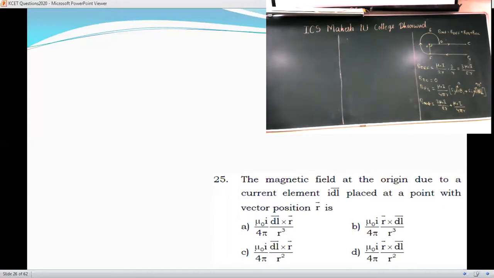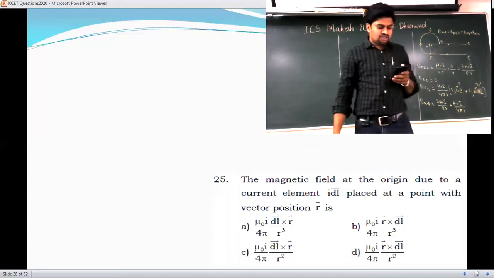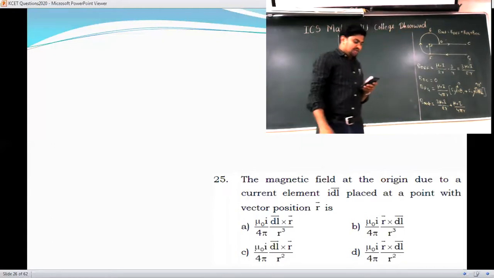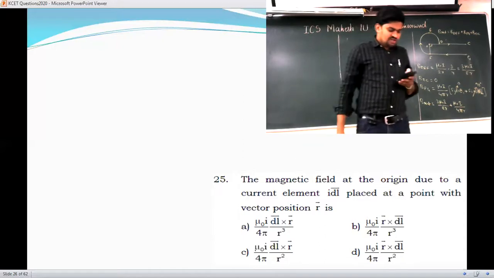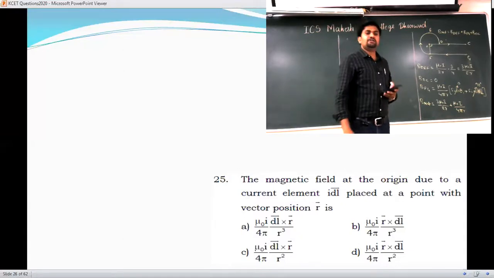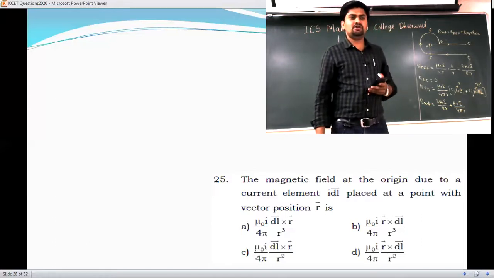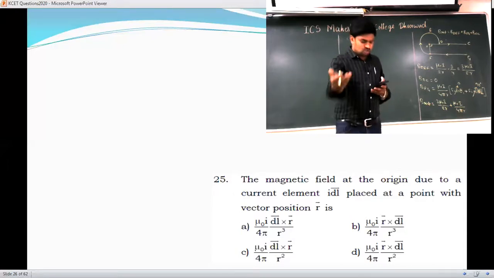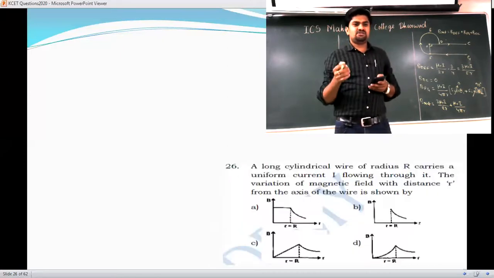What is the next question? The magnetic field at the origin due to a current element I dl placed at a point with position vector r. When you see the options, you can clearly answer this. It is Biot-Savart's law. According to that, option A should be your answer. Biot-Savart's law is mu naught I divided by 4 pi into dl cross r divided by r cube. That should be your answer. It is a direct question. This was question number 26. We'll go to the next one.